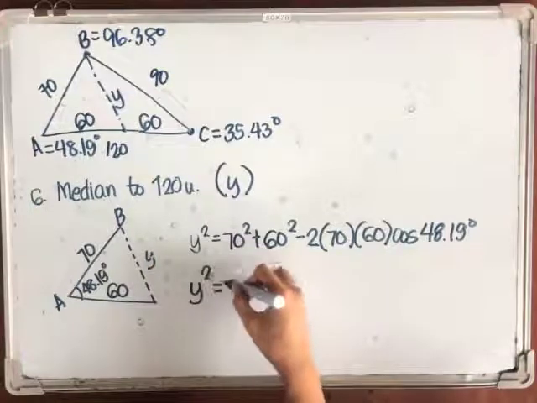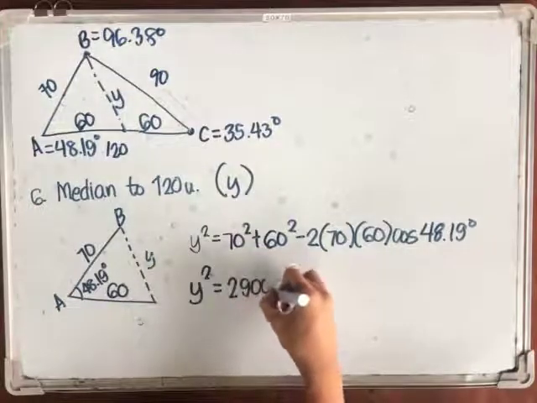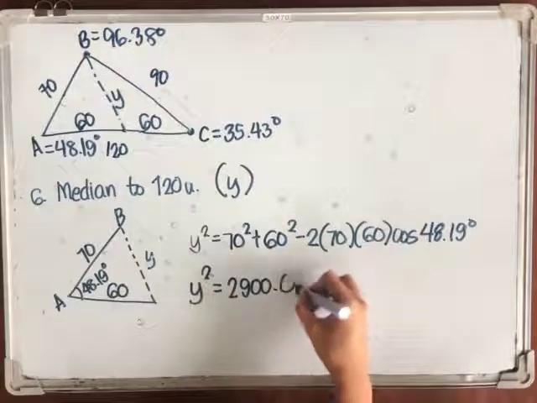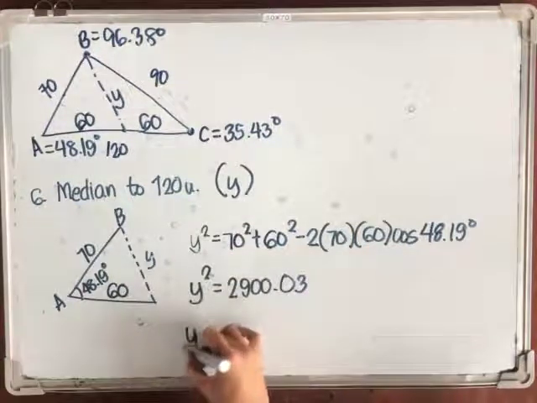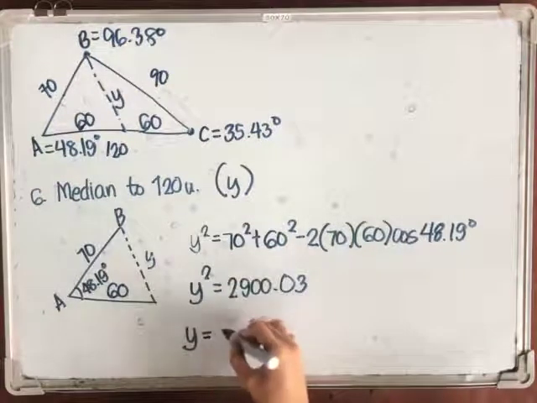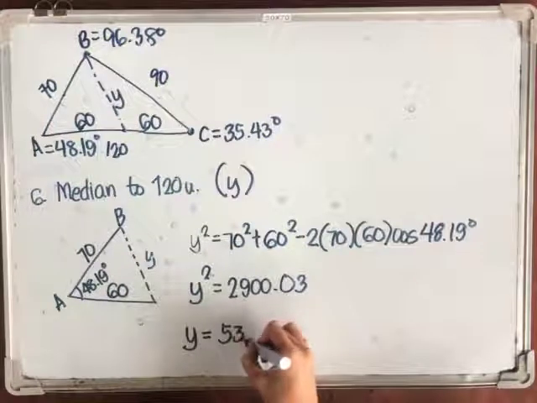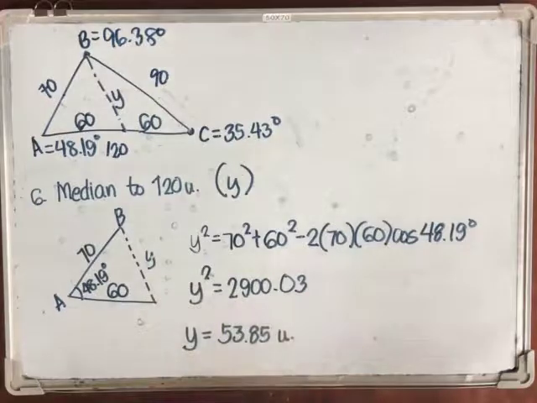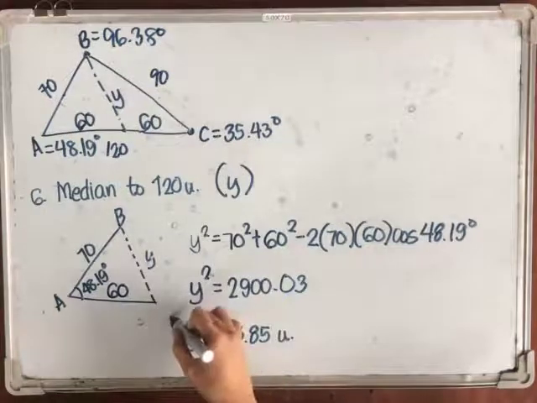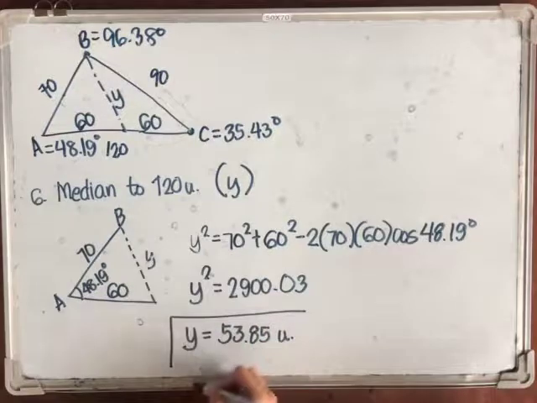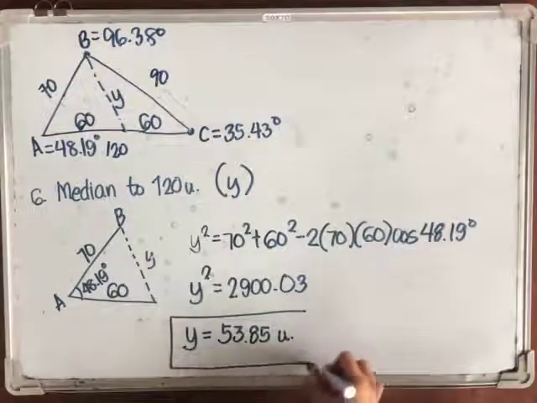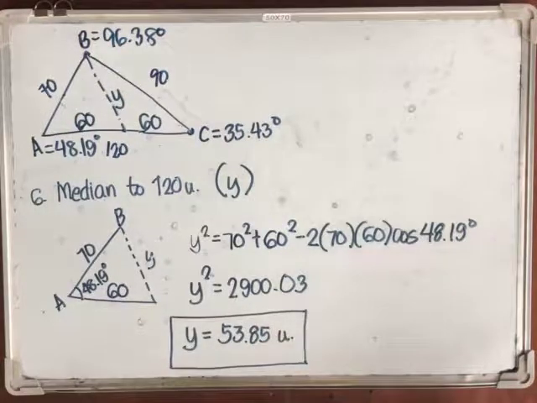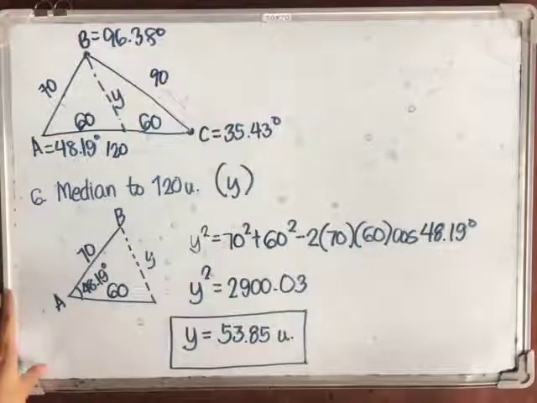Wait, y squared, so you can check, is 2,900.03. And then taking the square root, that would give you your final answer of 53.85 units. That's for number 6, the median to the 120 side. You can pause this again if you want to observe this part.